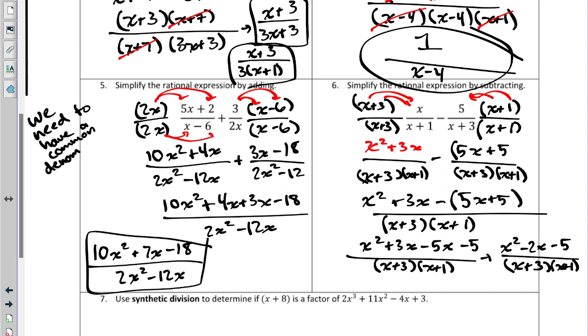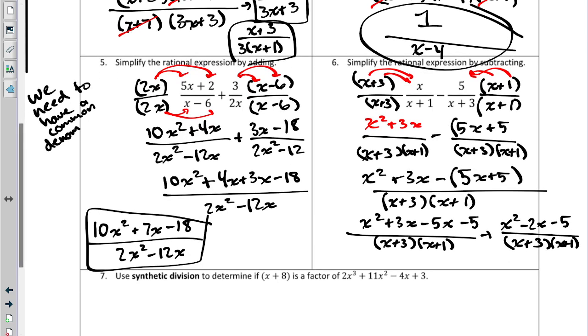Could we factor the top? Does it factor? Two numbers that multiply to negative 5 add to negative 2. That's only negative 5 and 1, which is not. So it doesn't factor. And so we could FOIL out the bottom. Or you could leave it like this. I'll write it as FOILed out just so it looks nice. It's going to be x squared minus 2x minus 5 over x squared plus 4x plus 3. And there's my final answer.